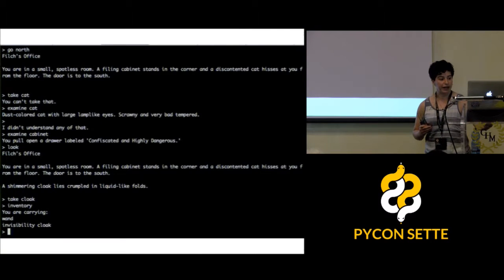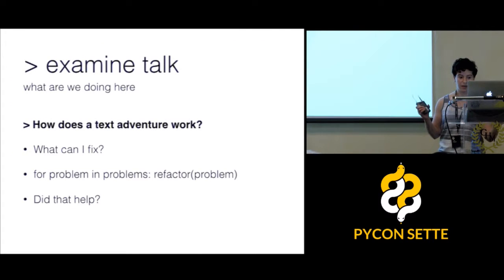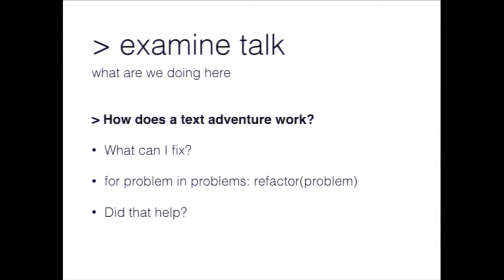So we're going to start by defining what a text adventure is and how it works, and then I'm going to go through some weak points in my own code, and perhaps more importantly, how I found them. And then I'll go through my solutions to those problems and finally use some metrics to see if the refactoring helped.